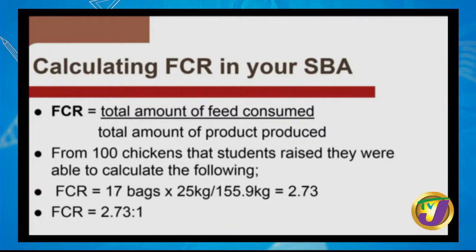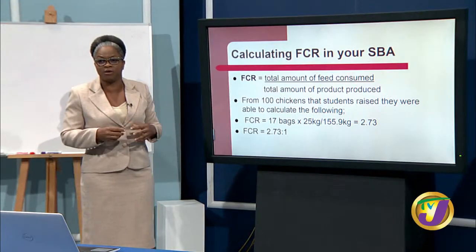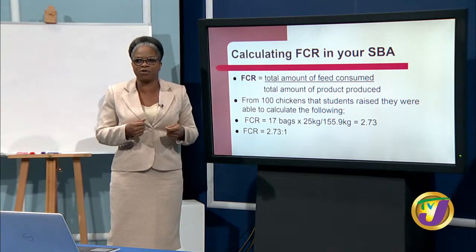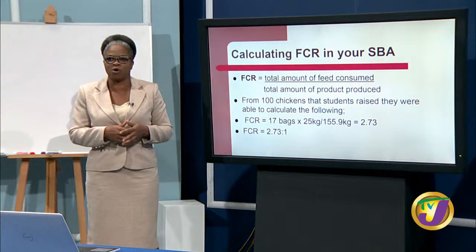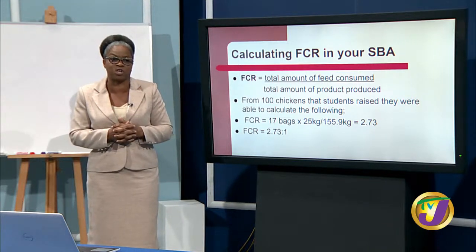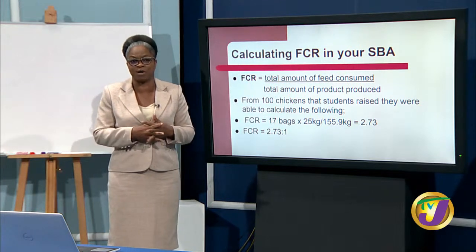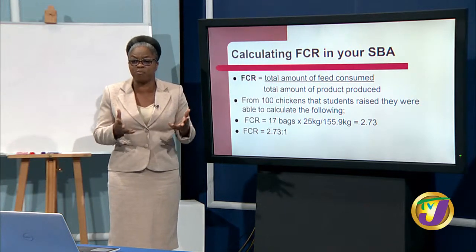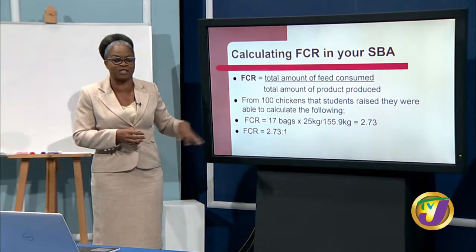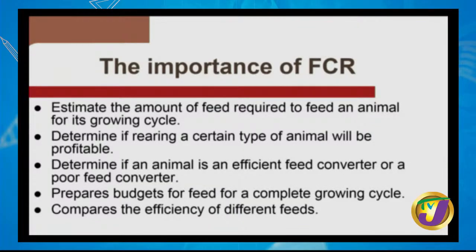So some students also raised some chickens, 100 chickens. At the end of the period, they were able to obtain an FCR of 2.73 to 1. That is still a good feed conversion ratio, because remember, for chickens and rabbits, we are looking at 3 to 3.5 to 1. So this is excellent. It means that the management practices, they are doing very, very well.